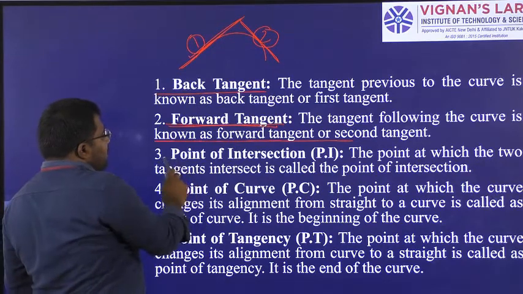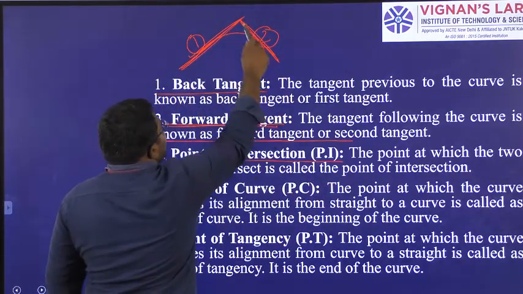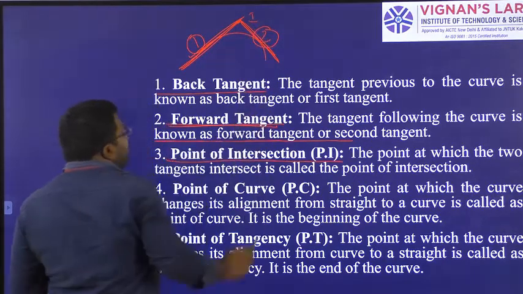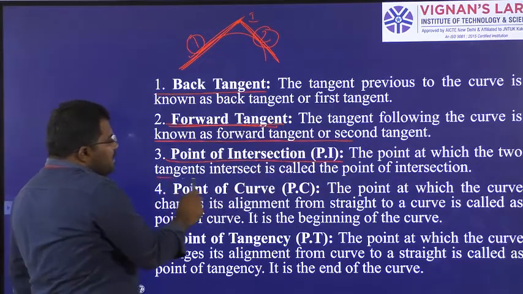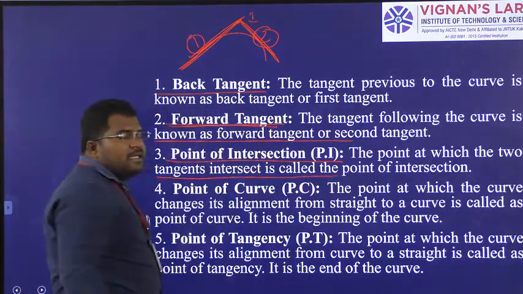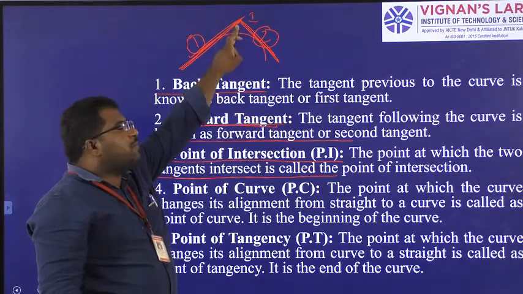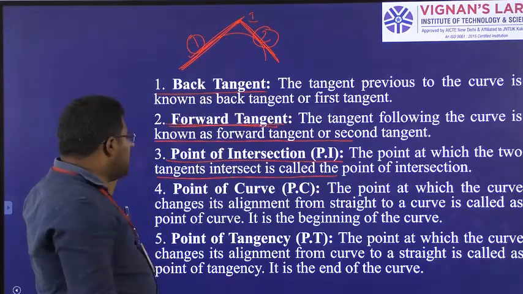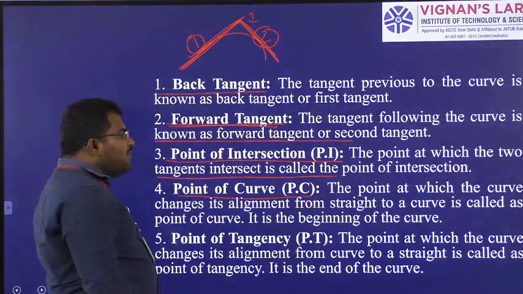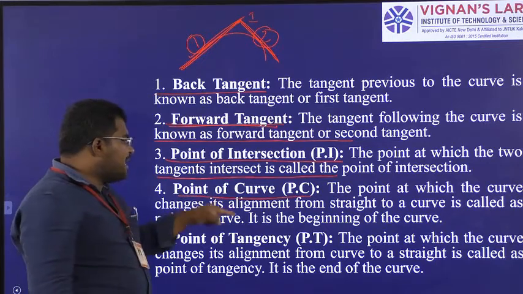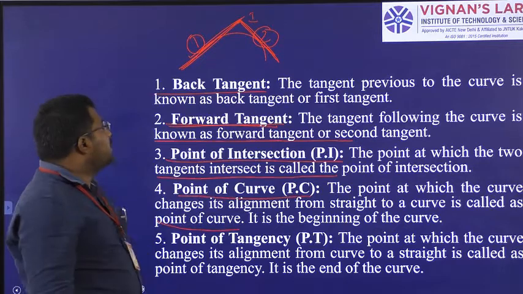Then coming to the third one, point of intersection. Wherever these two tangents intersect, that point is called the point of intersection, PI. The point at which the two tangents intersect is called the point of intersection. Then coming to the fourth one, point of curve. The point at which the alignment changes from a straight line to a curve is called the point of curve.